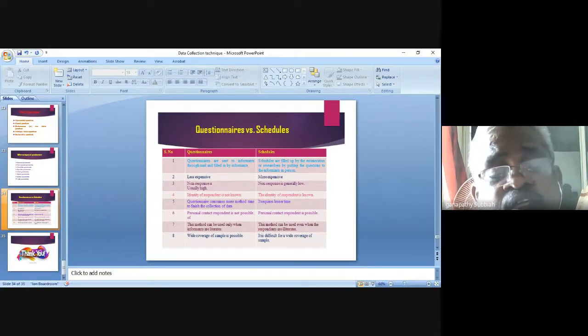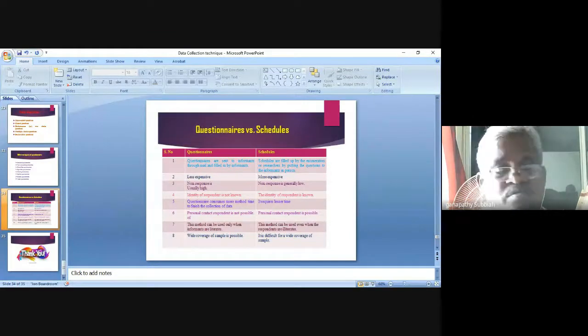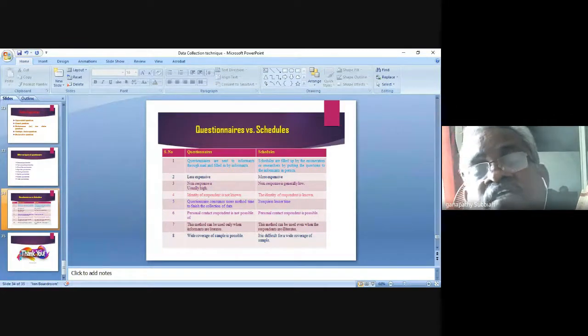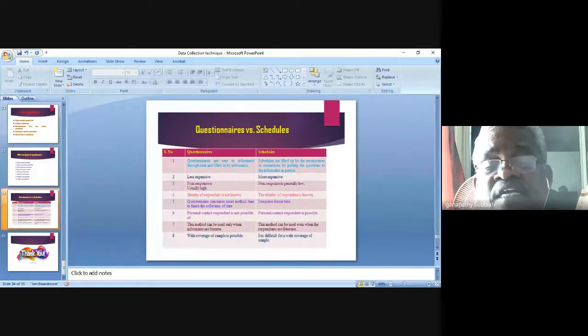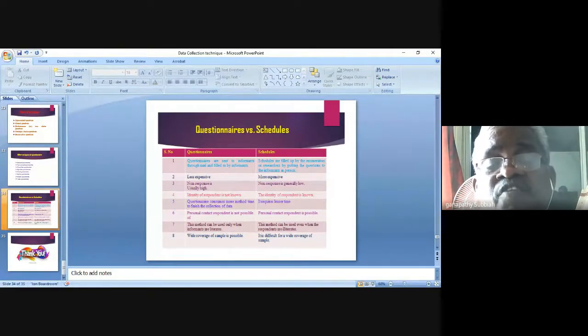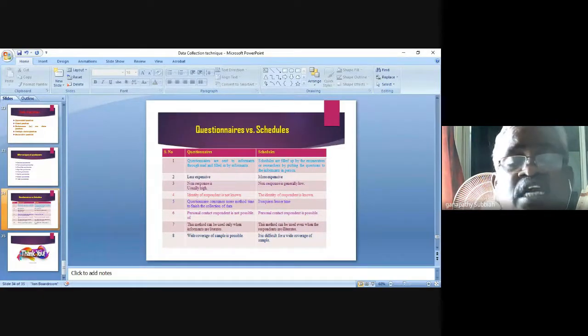The seventh one: the questionnaire method can be used only when the informants are literate. The questionnaire method of data collection works only with literate or educated people; the illiterate cannot fill in the questions. Whereas the schedule method can be used when the respondents are illiterate, because the researcher directly meets them and explains the questions, and the required data is collected from the respondent. That is another important difference.